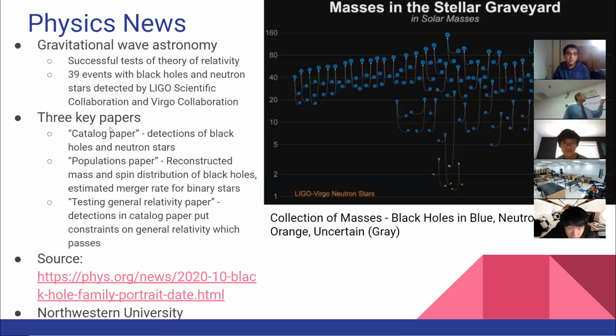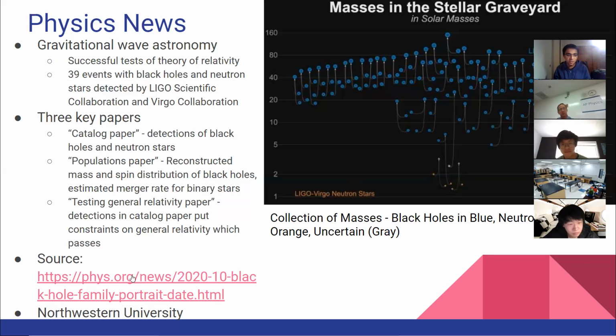And so there were three key papers that they made. They made a catalog paper for detection of black holes and neutron stars. They made a populations paper for the mass and spin distribution of black holes and the merger rate for binary stars. By the way, binary stars are stars that orbit around a common center of mass. And then we have another paper for testing general relativity, which is putting constraints on general relativity, just from the catalog paper above.